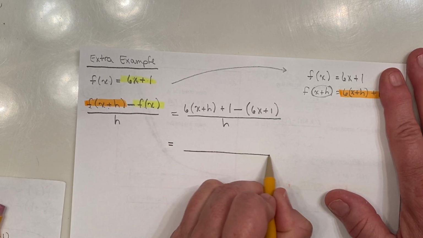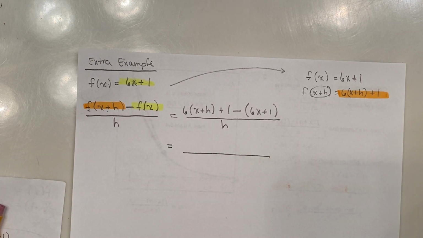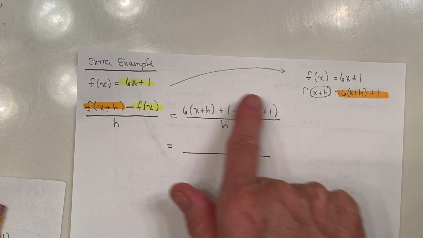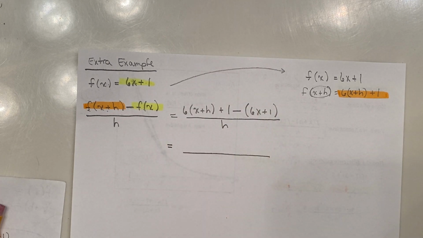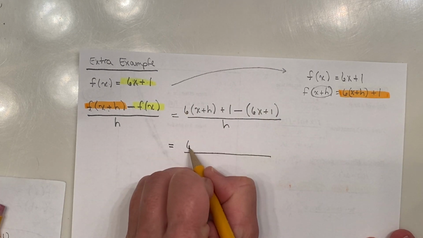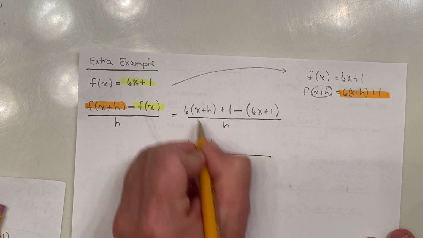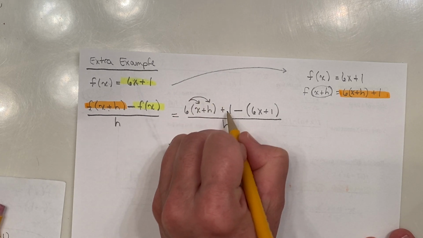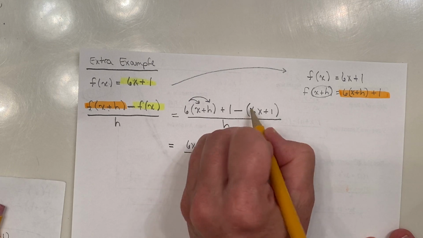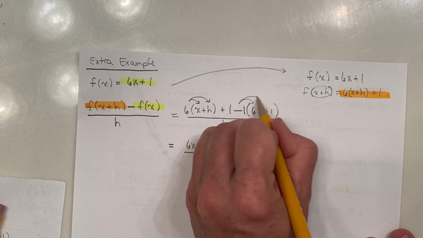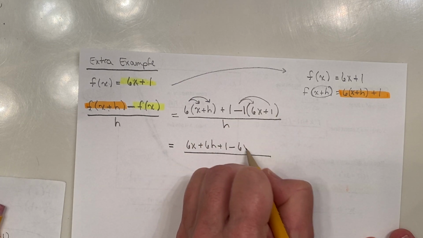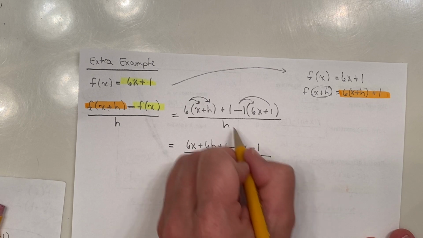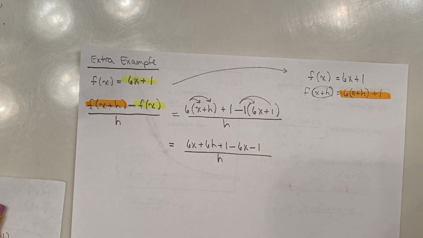Am I done? No, I've got some cleanup. Now I can perform algebraic moves on this numerator. So let's distribute the 6 in, 6x plus 6h. I've got this plus 1. Now I need to distribute this negative 1 in here, and I get minus 6x and minus 1. Denominator is just that little h.